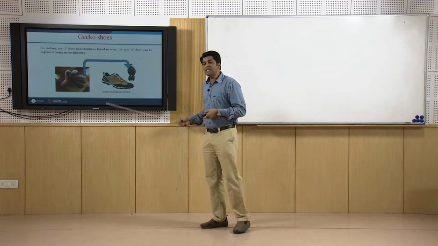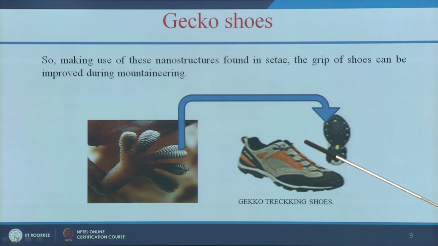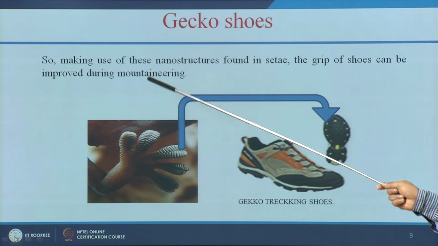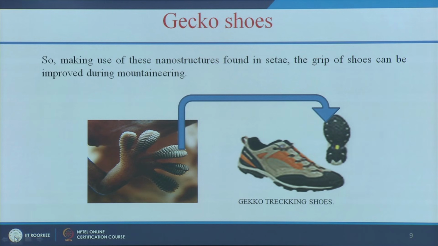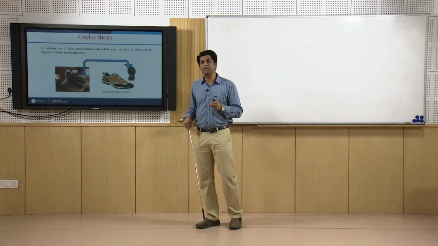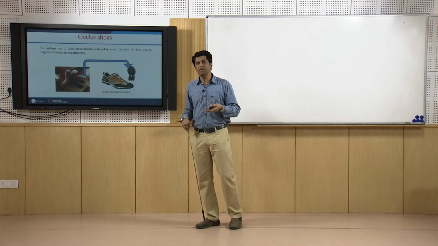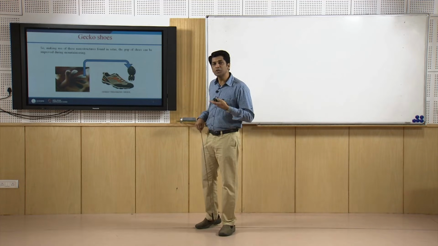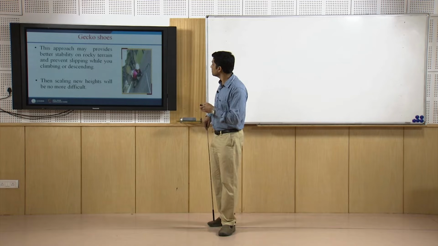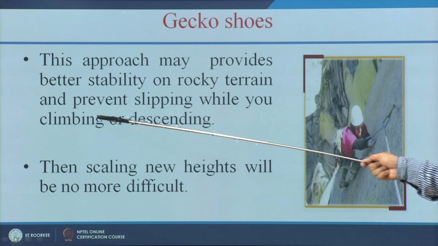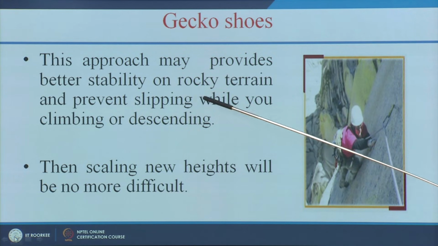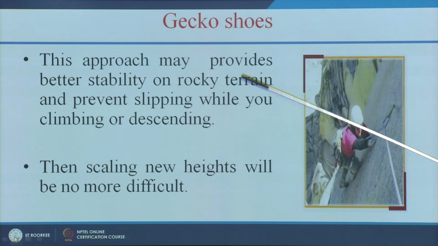So from the Gecko feet we can make Gecko shoes, so that will be useful for the people who are going for mountaineering, and also it will be useful for the people who have disability in walking or some old age people, who may need this kind of Gecko based shoes which will have strong grip on the surface, and it will also have better stability and prevent slipping when you are climbing or descending. So we can have this Gecko shoes, and it could have very good applications and be useful for human beings.